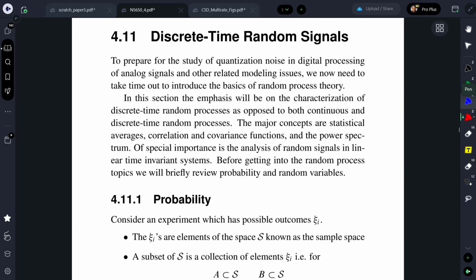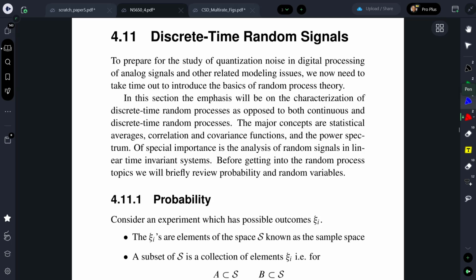So we're discussing discrete time random signals, and in order to get there, we're going to first give a quick review from what you would have had in probability and stats, ECE 3610, if I'm remembering the numbers correctly.